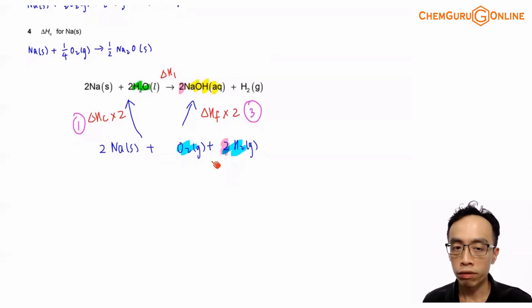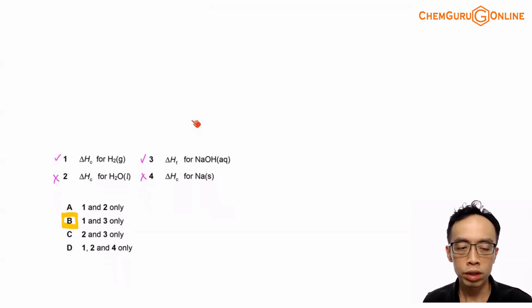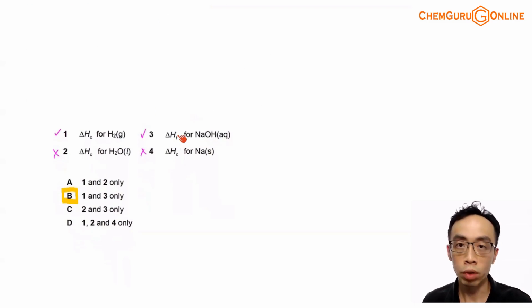So now we have drawn the energy cycle, we can answer this question. Which of these processes will be required for me to determine the enthalpy change for reaction number 1? I know that I need process number 1 and number 3. Number 2 is not relevant, and number 4 is also not relevant, so the answer to this question will be option B. Alright, so that was the discussion involving this question, determining the enthalpy change of reaction between sodium and water.